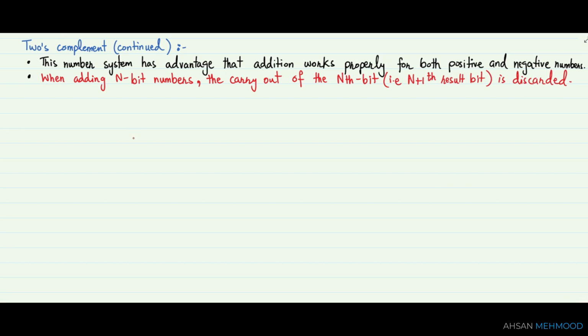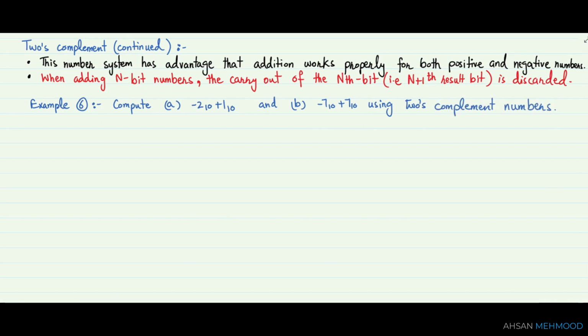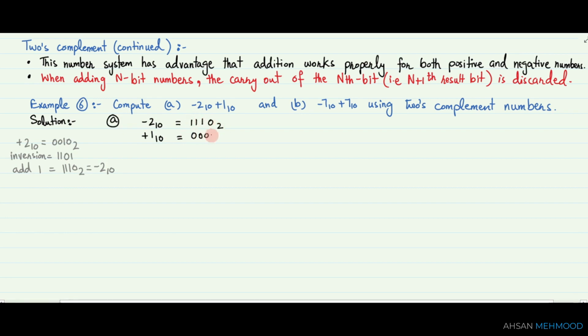In example 6, we will learn how to add 2's complement numbers. So in part A, we will add minus 2 base 10 to 1 base 10 using 2's complement numbers. Minus 2 base 10 is equal to 1110 base 2 in 2's complement form, and 1 base 10 is equal to 0001 base 2 in 2's complement form. So our result is 1111 base 2, which is equal to minus 1 base 10 in decimal number system.